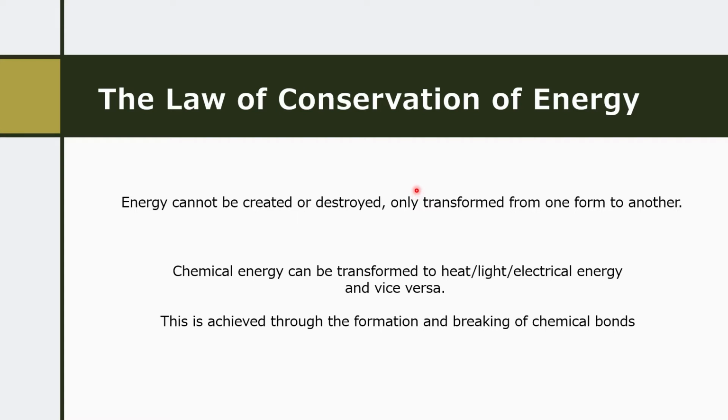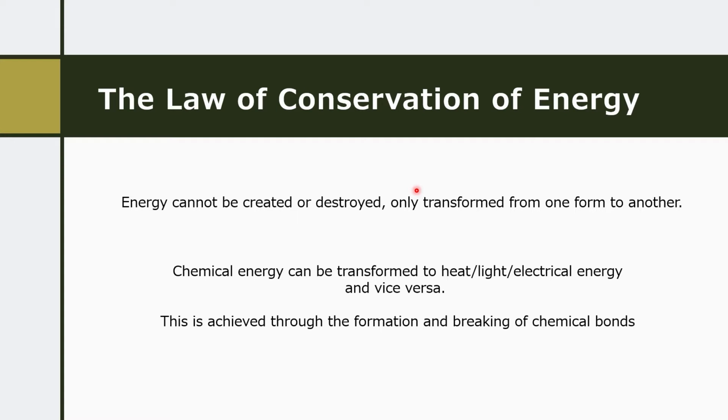Now to start off, to understand Hess's Law, it's really good to go back and look at the concept of the law of conservation of energy. It's the idea that energy cannot be created or destroyed, it can only be transformed from one form to another. So the general idea here is that chemical energy can be turned into heat, light, electrical energy, and vice versa, and that's achieved through the formation and breaking of bonds.